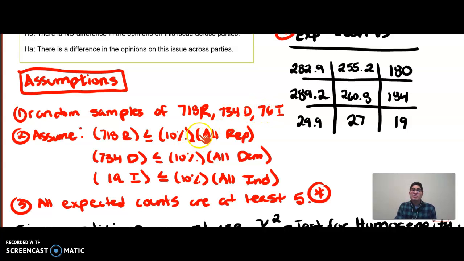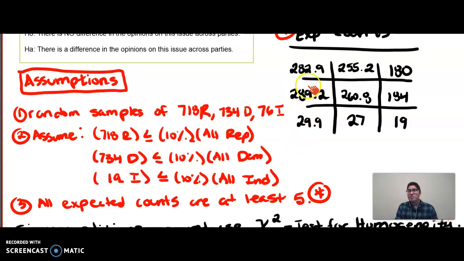Next up, since I am sampling without replacement, I'm not going to ask somebody about their affiliation and then put them back in the population. Instead, I'm going to note that I've already asked them. So I can assume that 718 Republicans is less than or equal to 10% of all Republicans. I can assume that there's at least 7,340 Democrats in the population, or that 734 Democrats is less than or equal to 10% of all Democrats. And the same idea flows here for the independents, that 19 independents is less than or equal to 10% of all independents out in the population. Random has been met, independence has been met.